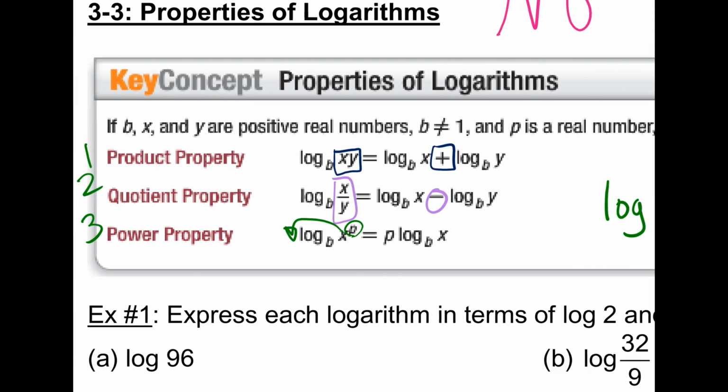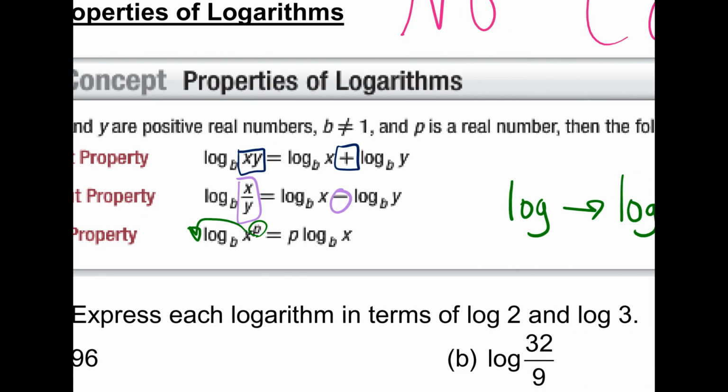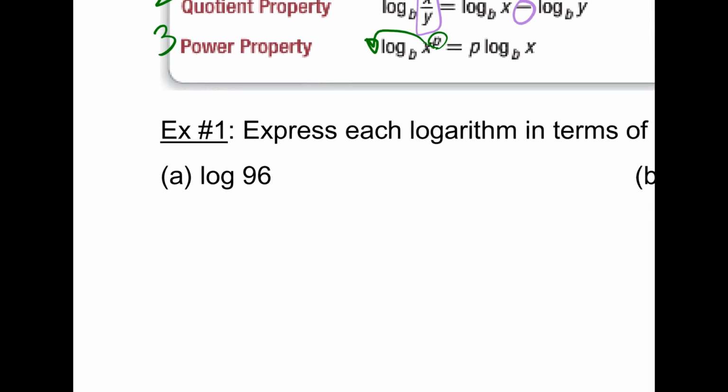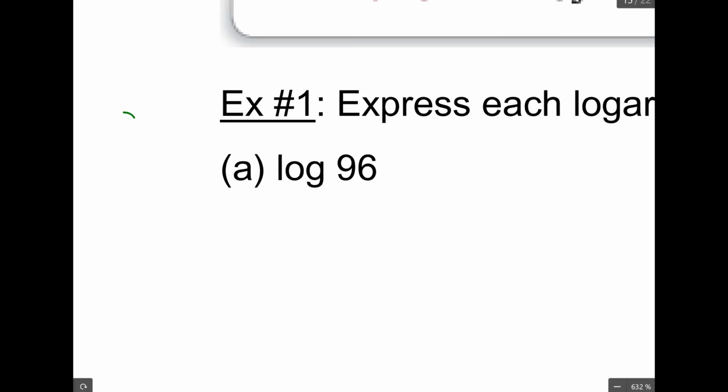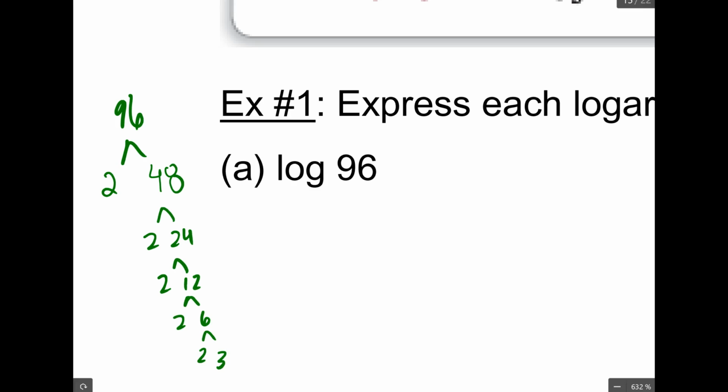Example 1: express each logarithm in terms of log 2 and log 3. We are going to rewrite log 96 in terms of 2 and 3. I want it in the factors of 2 and 3. So let's take 96 and find all the factors. Clearly I see 2 and 48, and then 2 and 24, 2 and 12, 2 and 6, 2 and 3.